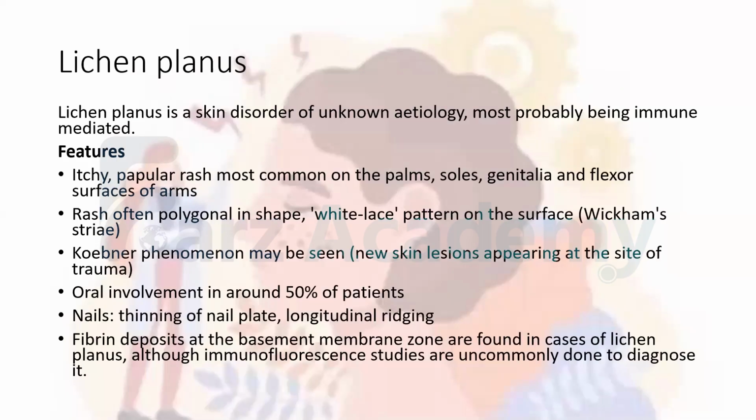So next is lichen planus. So lichen planus is a skin disorder of unknown etiology, most probably being immune. So it is thought to be an autoimmune skin condition where the reaction is basically immune mediated.